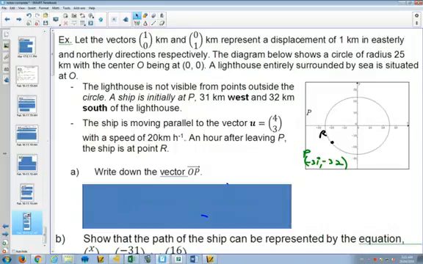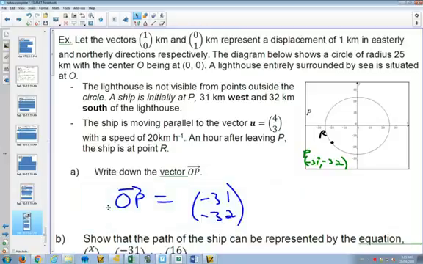So a ship is currently at -31, -32. The ship is moving parallel to the vector 4, 3 at a speed of 20 kilometers per hour. Write down OP. That would be the vector -31, -32.